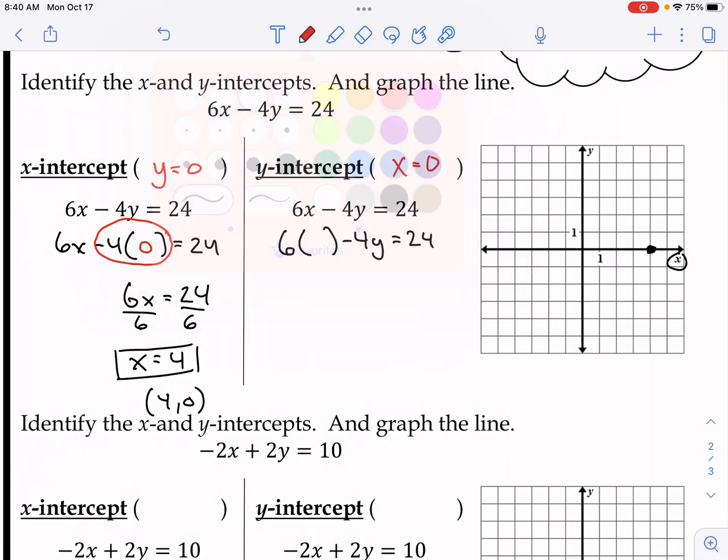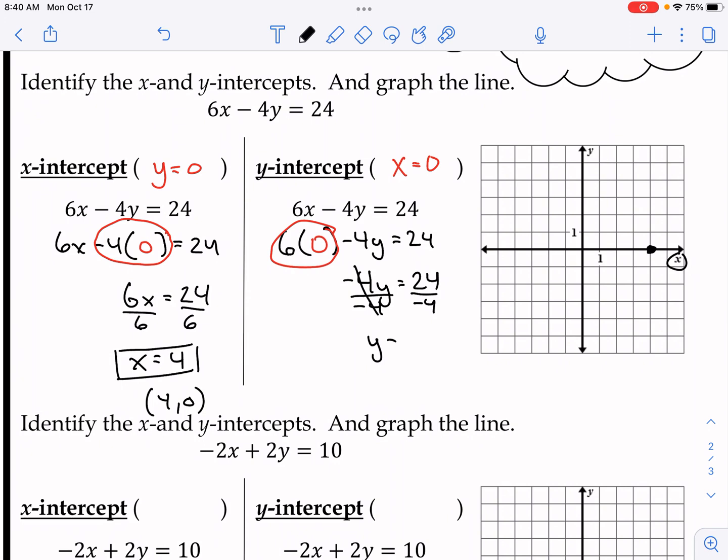I'll put this in red. All right. 6 times 0 is 0, so that goes away. And let's rewrite everything else. Negative 4y equal to 24. We'll have to divide both sides by negative 4. Y equal to negative, looks like that's negative 6. Now using x equal to 0 and y equal to negative 6, that gives us the point 0, negative 6. All right, so where on the y-axis is negative 6? It is right here. And like I said, that is the point 0, negative 6.